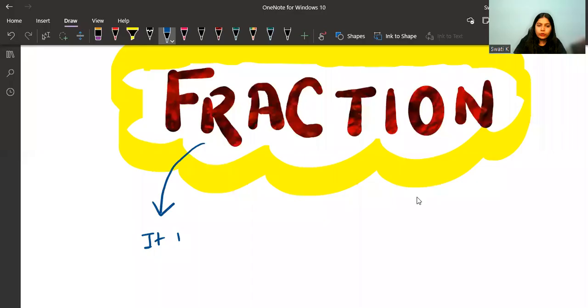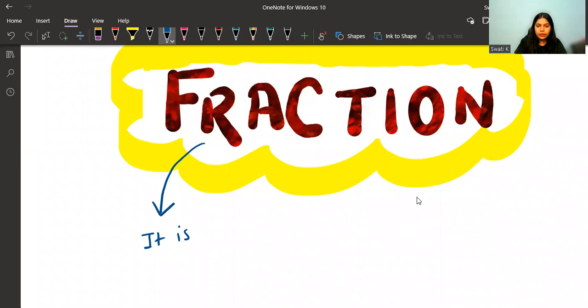So we can start now with the topic, and that is fraction. So first of all, let us understand what is the meaning of fraction. Meaning of fraction is simply, it is a part of a whole thing, right? It is a part of a whole thing.